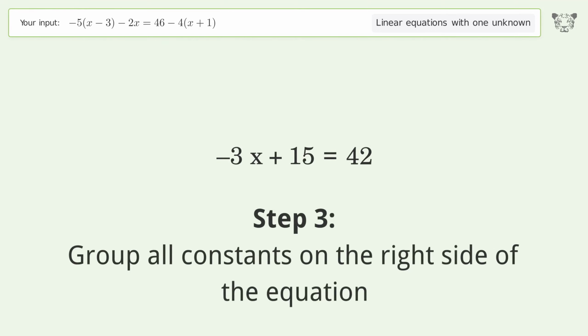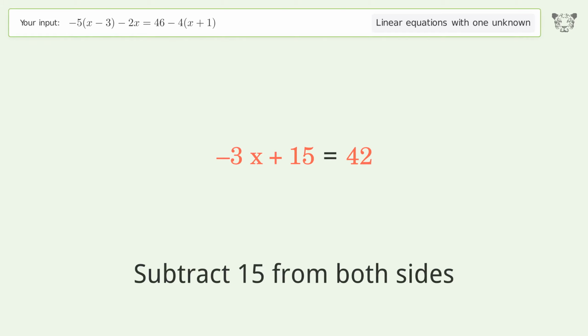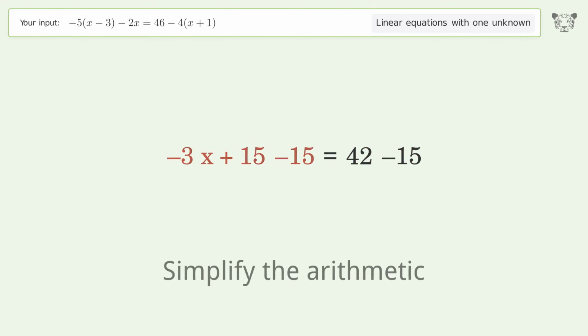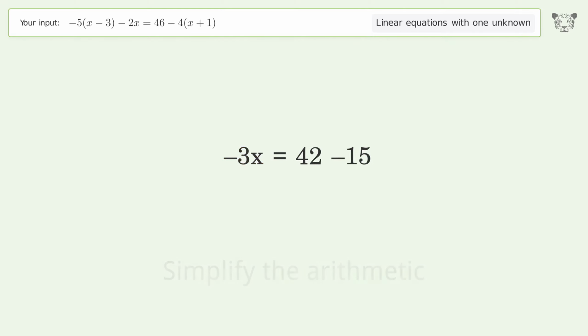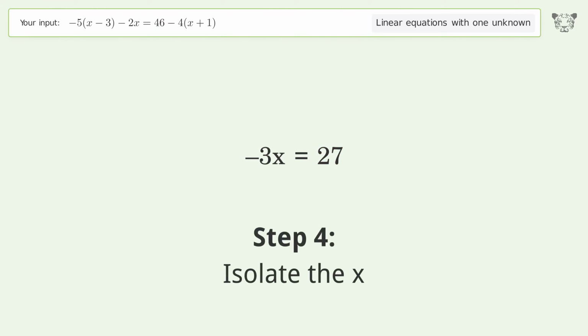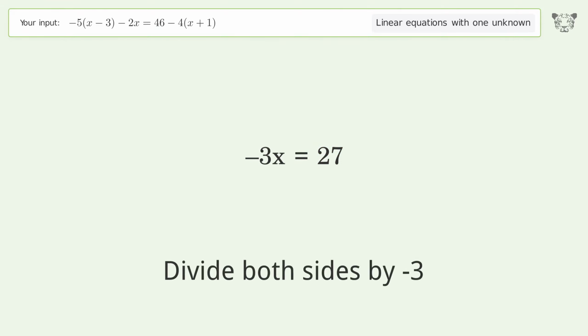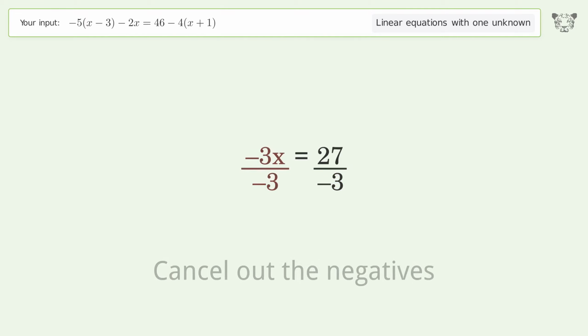Group all constants on the right side of the equation. Subtract 15 from both sides. Simplify the arithmetic. Isolate the x. Divide both sides by -3. Cancel out the negatives.